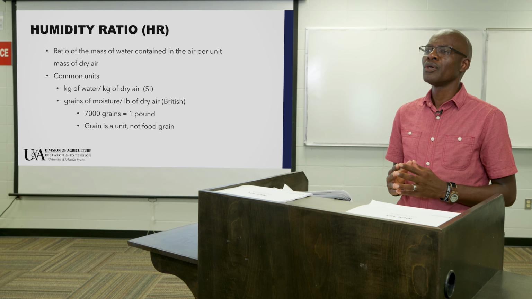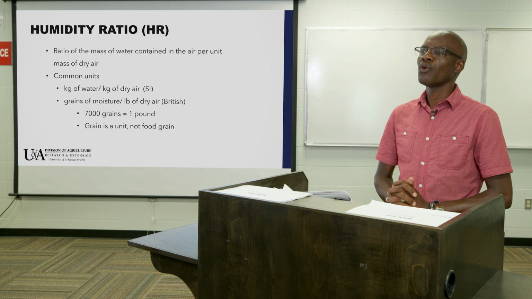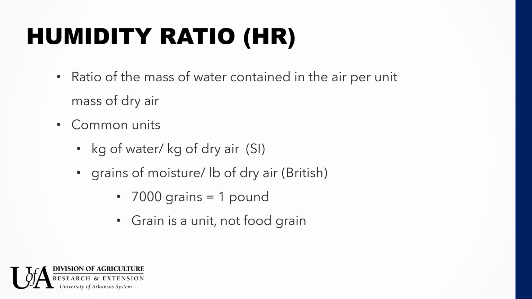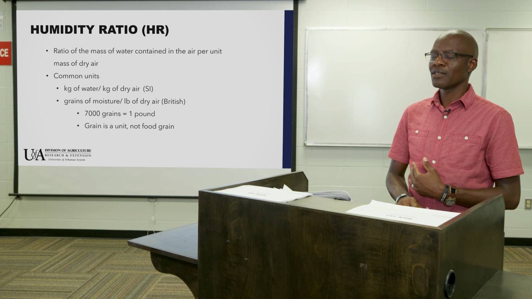The next terminology, very simple to understand, is the humidity ratio. This is the ratio of the mass of water that is contained in the air per unit mass of the dry air. So again, the common units for this are kilograms of water per kilogram of the air. That's in the SI units. And it can also be expressed as the grains of moisture per pound of dry air. This is the British unit. And in this case, 7,000 grains is equivalent to 1 pound. A grain here is a unit, and it's not grain as we would understand it for food.